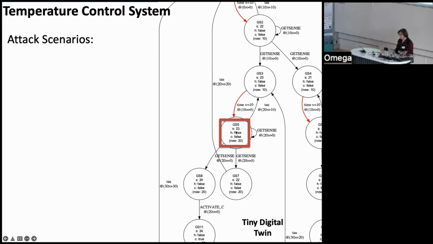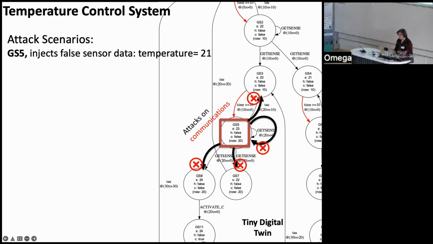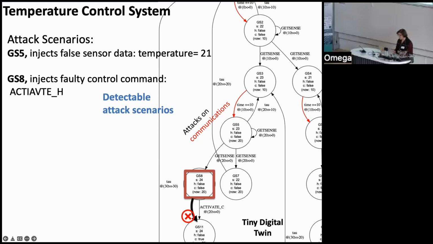So this is an example. You're sitting here, the temperature is 23, and in your system, you know that you cannot jump more than 1. So if there is an injection of false sensor data, temperature 21, you see that this cannot happen. This is not a valid output of this state. So you notice that there is an attack. Another example: you're here, the temperature is 24, and then there is an activation of the heater, and you see that, okay, this cannot happen. So you just detect the attack here.